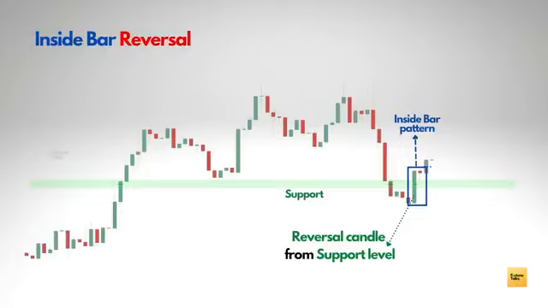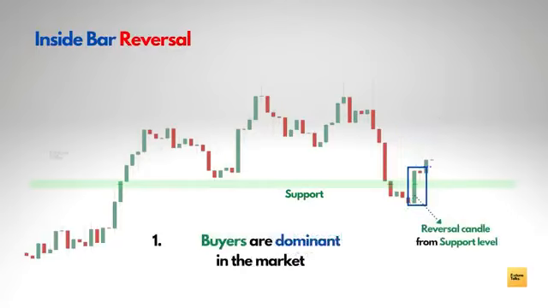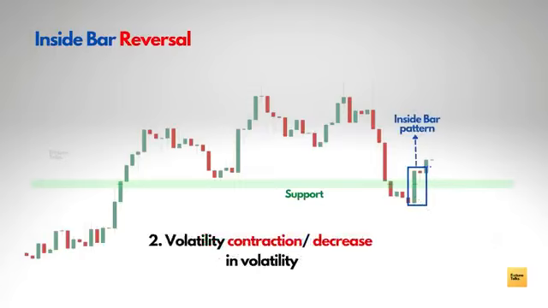Now what is the benefit of this? By doing this, I get to know two very significant things. Number one, that the buyers are in control at this period, as they managed to make the first wave of reversal from the support level. Number two is that there is a volatility contraction due to the formation of an inside bar, and if the buying pressure continues further, then it will manage to break out of the reversal candle's high and move higher.